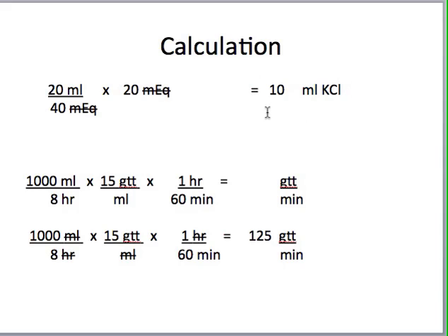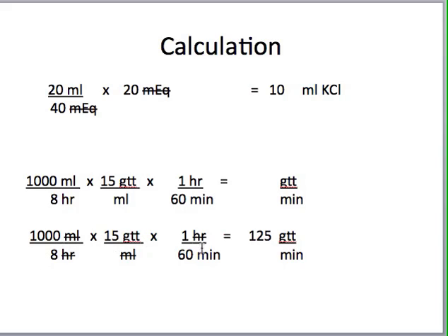mLs of KCl. Now, to calculate our flow rate of the bag, we know that we have 1,000 mLs that need to go over an 8-hour period. We know that our drop rate is 15 drops per ml, and we know that the GTT, or drops, needs to be in the numerator, so we'll set it up this way, and again, dealing with the hours that need to be converted to minutes, we know that the conversion factor would be 1 hour containing 60 minutes.